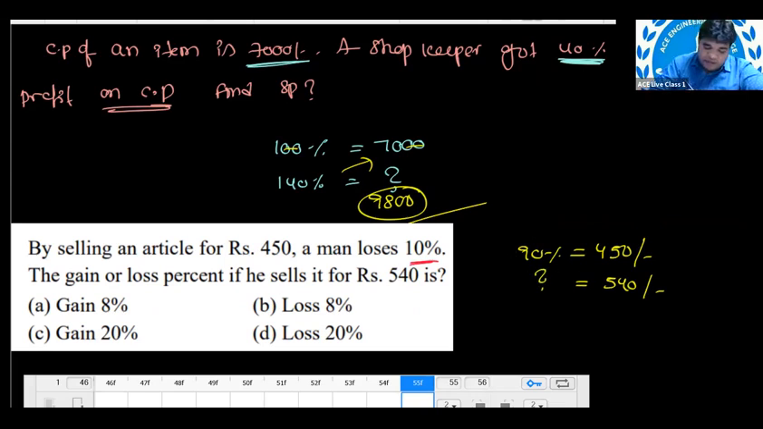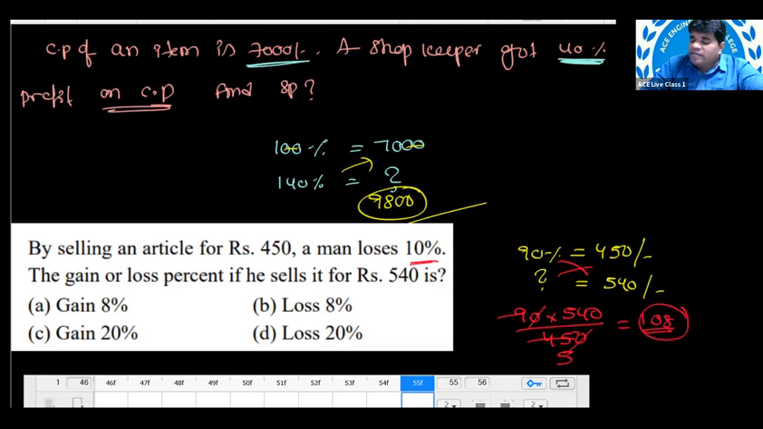Cross multiplication. So 90 into 540 upon 450. Zero cancels. 9 fives cancel, 5 ones are 5, 5 eights are 40... so we get 108. 108 means how much percentage profit? Compare with 100 always.